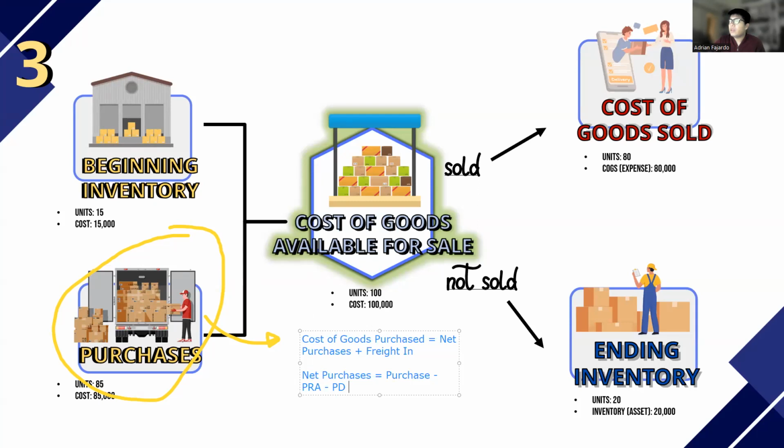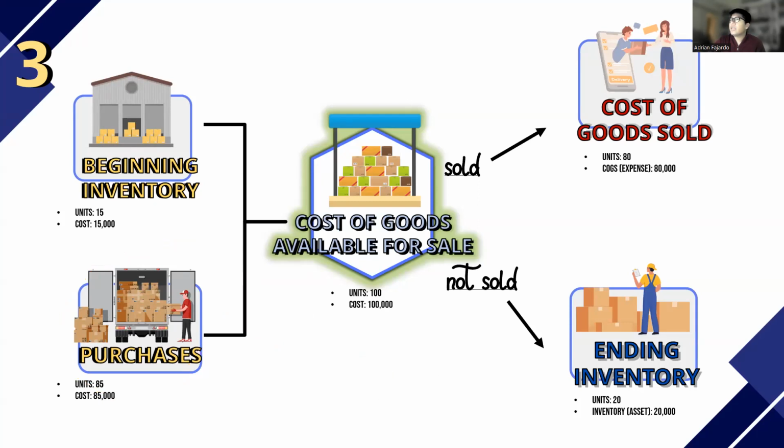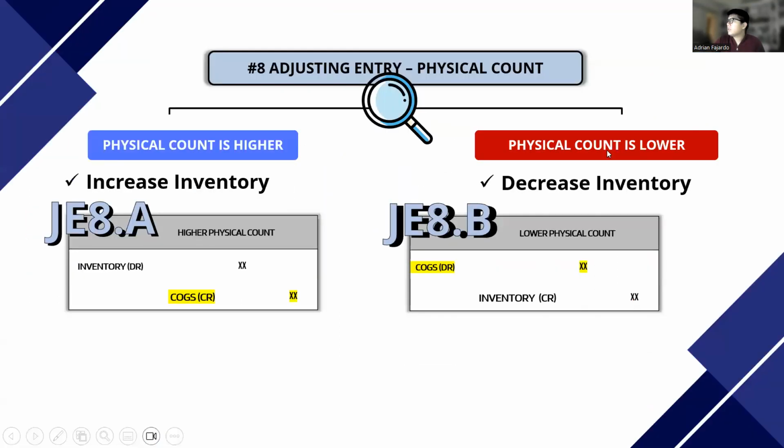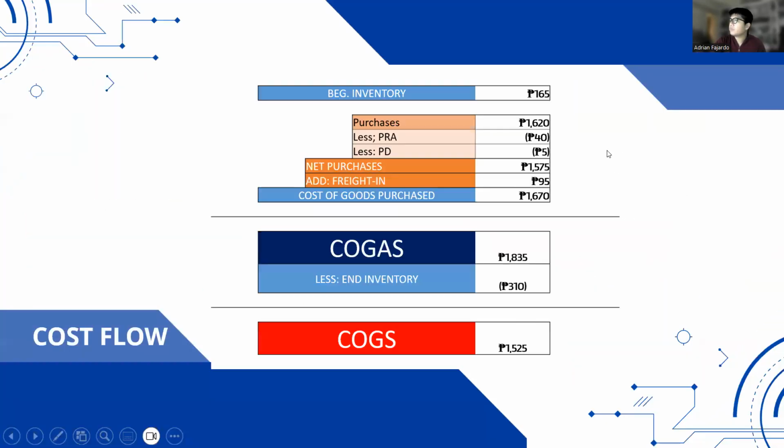Right? So, taking everything into account, ito yung ultimate equation. Beginning inventory plus cost of goods purchased is equal to COGAS. COGAS minus ending inventory is equal to COGS. Yung cost of goods purchased is a mix of net purchases plus freight in, right?